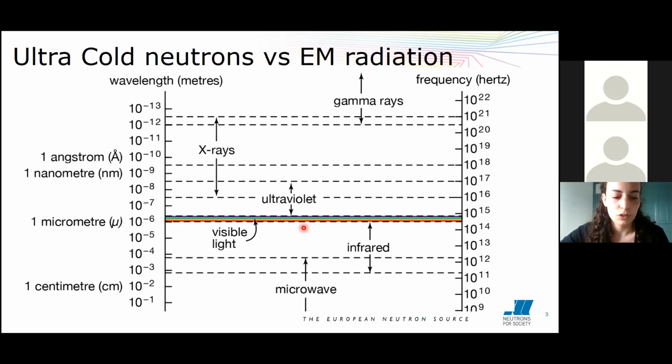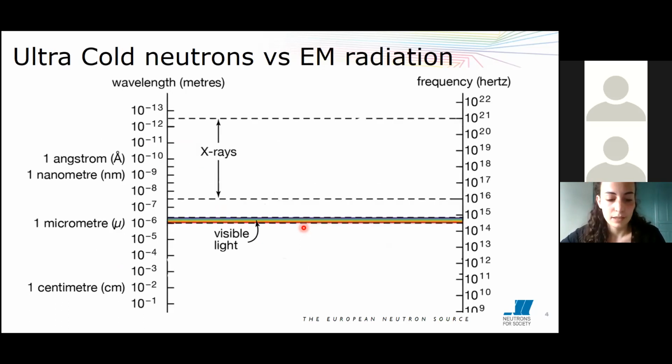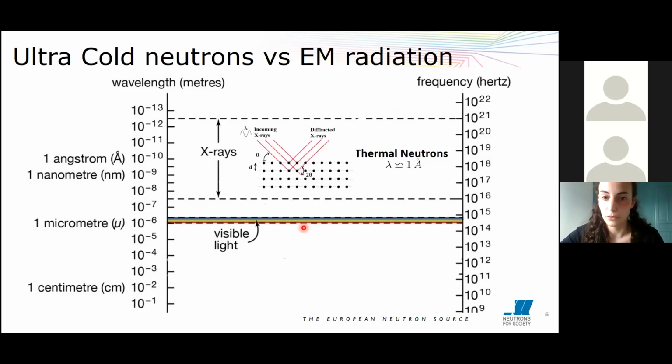So I want to start by briefly recalling the physical features of ultra-cooled neutrons by drawing a parallel with electromagnetic radiation, which might help to have an intuitive understanding of what ultra-cooled neutrons are. So this is part of the electromagnetic spectrum. And now if we delete everything we don't need, what we know already is that the equivalent of thermal neutrons in terms of wavelength are X-rays, because they both have a wavelength corresponding to atomic distances in matter. So that's why they're good for diffraction.